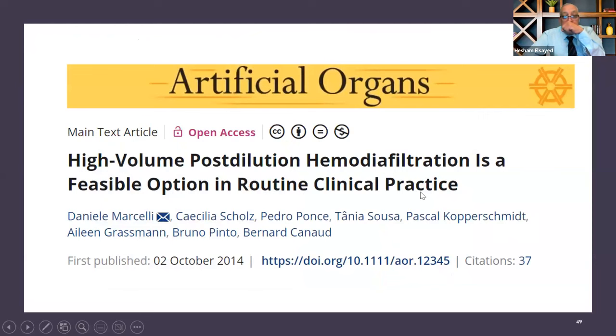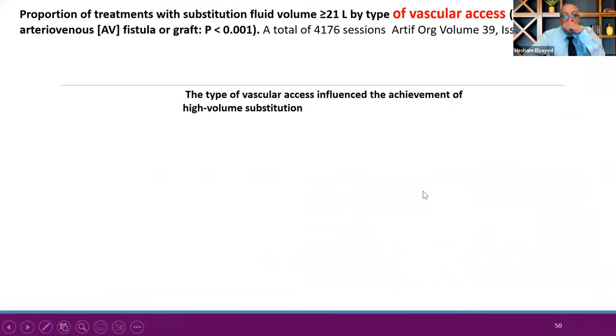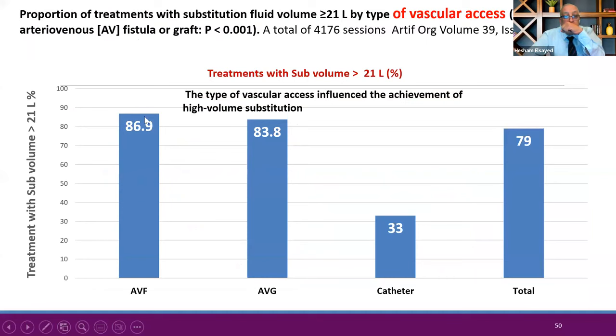Is it a feasible option for routine clinical practice? Yes. However, we need more vascular access. 86% of patients with an arteriovenous fistula can have a good blood flow, taking into account the high blood flow needed for filtration fraction and hemodiafiltration. And with catheters it is less, only 33% can reach the target substitution.